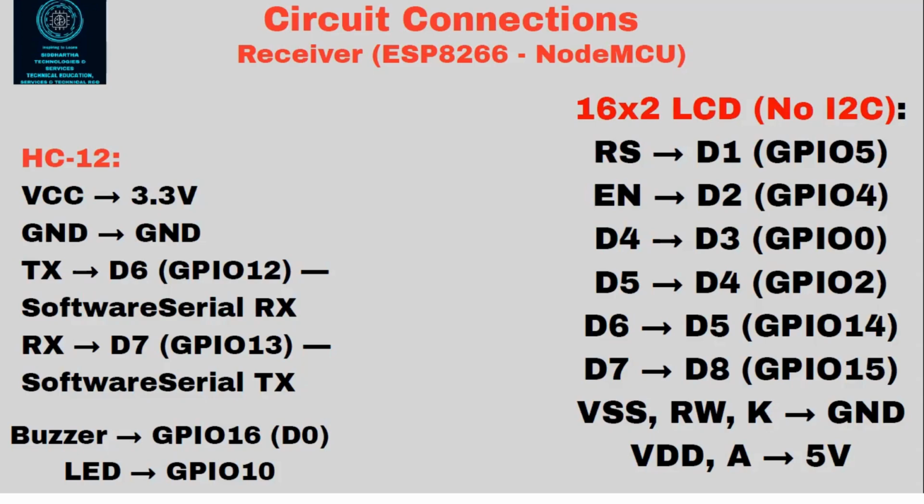Where is GPIO 10? It is the fourth pin from the bottom side, where you can connect the LED. We are using a non-I2C LCD with RS, EN, D4, D5, D6, D7. These are the main connections, which we connect accordingly to the given pins D1, D2, D3, D4, D5, and D8. VSS and RW are ground, and VDD is 5 volt, which means it works on 5 volt. Please remember, HC12 also works with 5 volt; you can connect to 3.3 also. Most of the other sensors work with 5 volts.